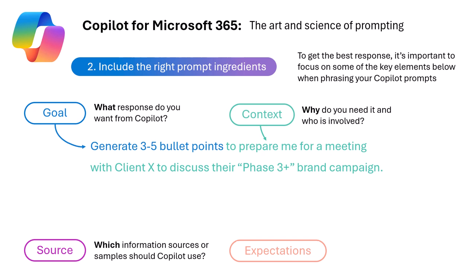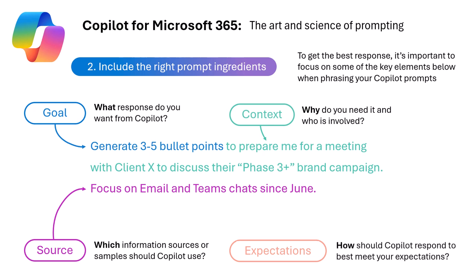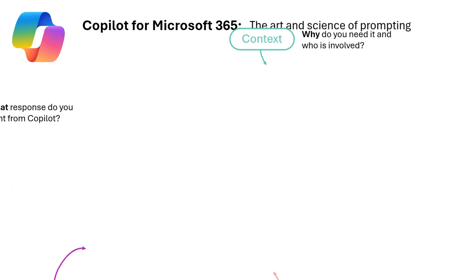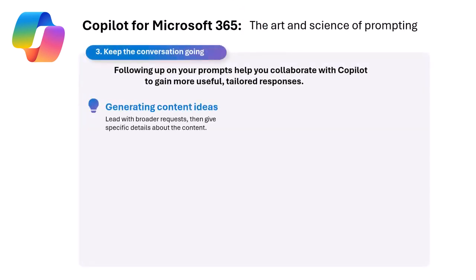All right. Well, what source? We want to make sure it's the correct source. We have accurate information. So we might tell it focus on email and Teams chats since June. And then expectations, how do you want them to give us that answer? Use simple language so I can get up to speed quickly. Awesome. Keep the conversation going.